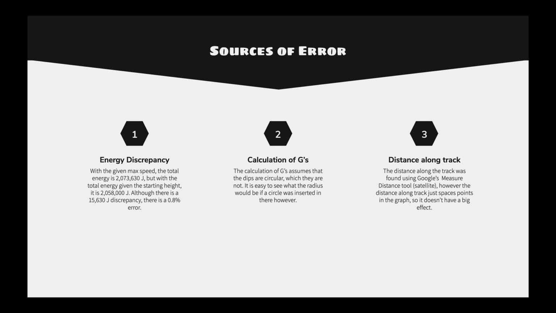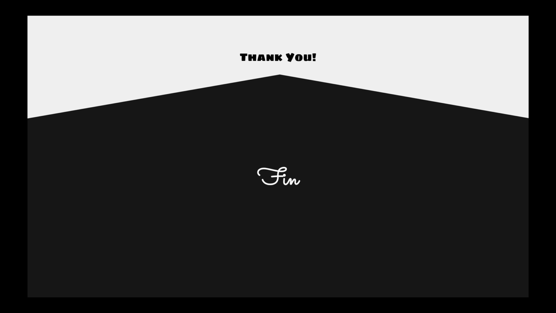And then for the distance along the track, we found that using Google's measure distance tool from satellite view, it's probably inaccurate. It was sometimes hard to tell what the actual distance was, but even so, the slight differences in distance would not have a big effect on the actual shape of the graph. And that's it. Thank you.